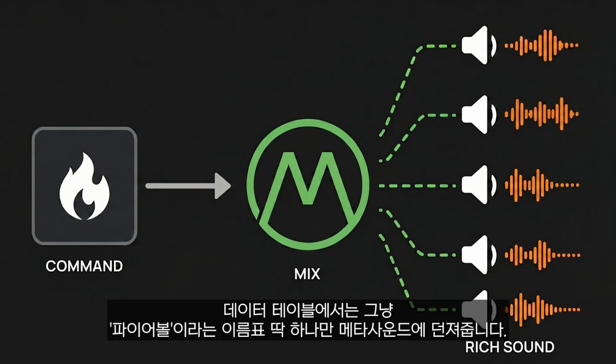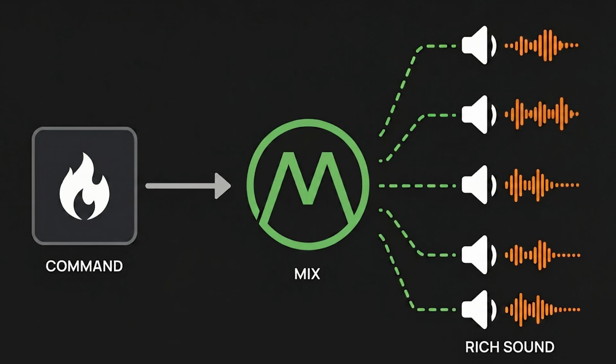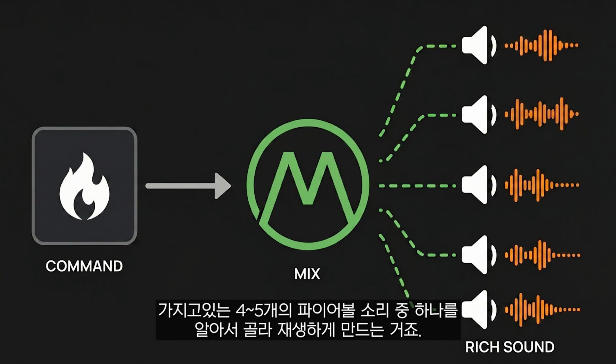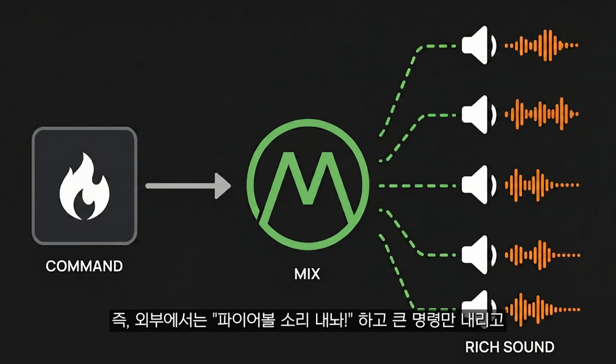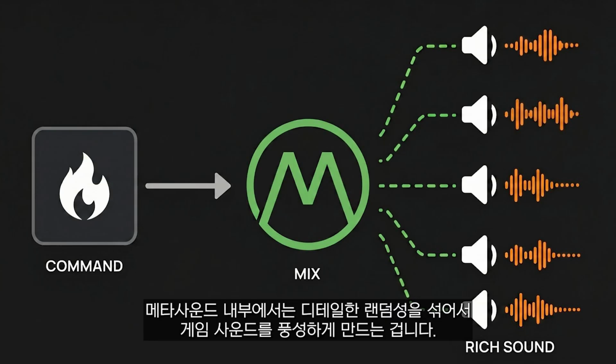From the data table, we just toss a single name tag called fireball to MetaSound, then inside MetaSound, it automatically picks and plays one of the 4 or 5 fireball sounds it holds inside. In short, the outside gives a broad command like play fireball sound, and the inside mixes in detailed randomness to make the game sound rich.